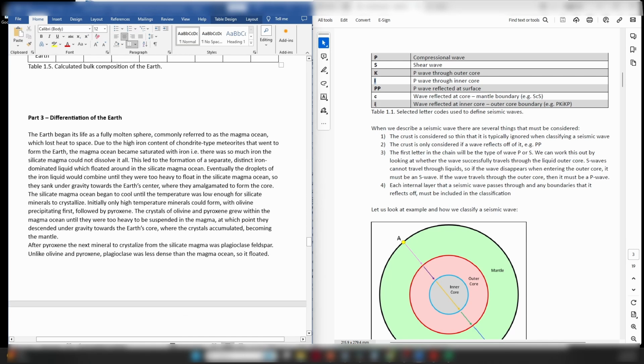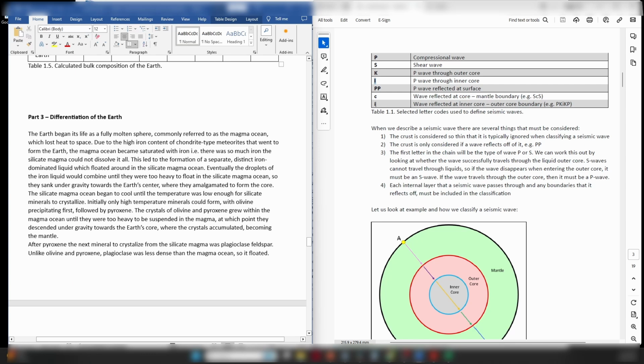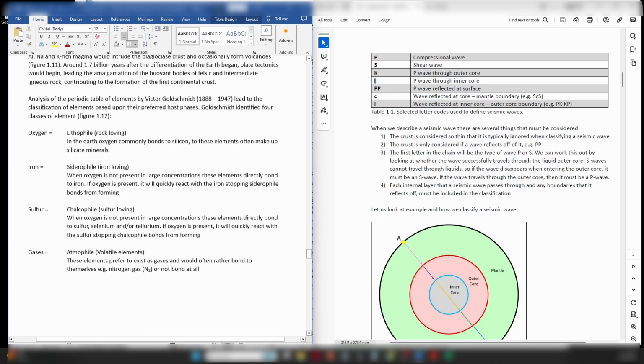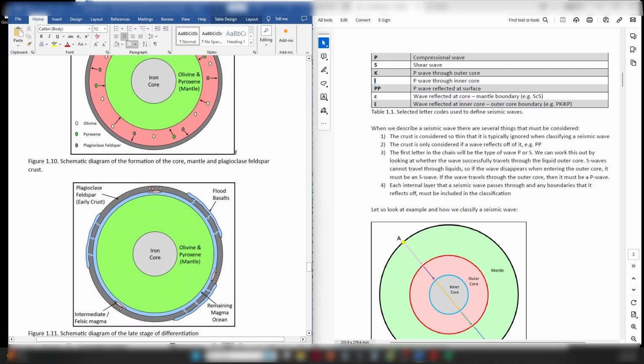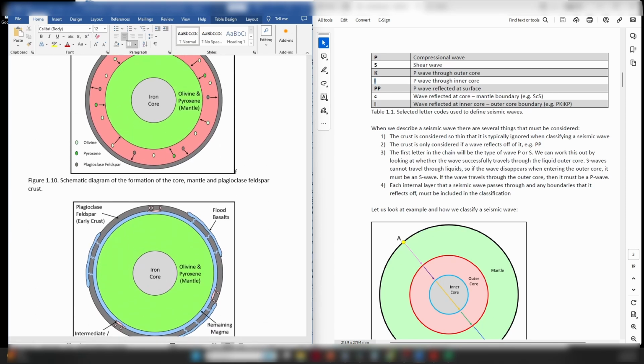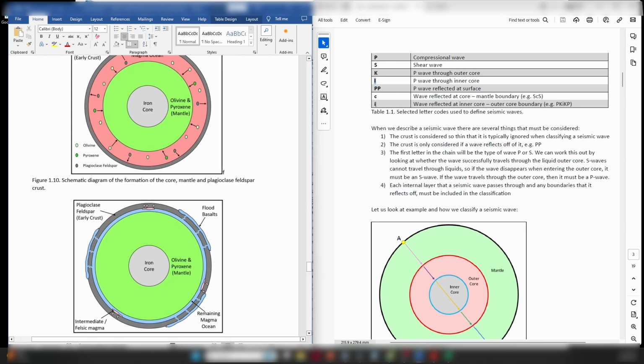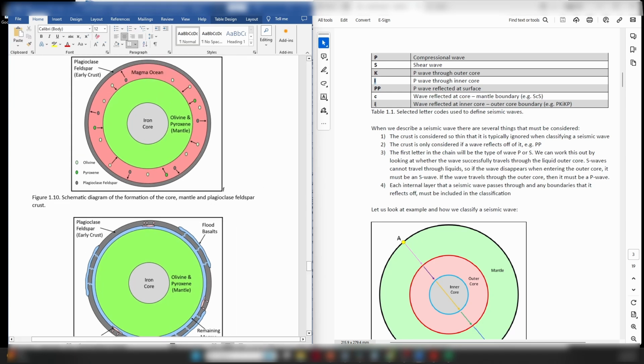So in terms of part 3, we are looking at the differentiation of the Earth. So I'm actually just going to come all the way down, there we go, to figures 1.10 and 1.11. See here. So we know that when the Earth started off, it was essentially just a giant sphere of magma, which was referred to as the magma ocean.